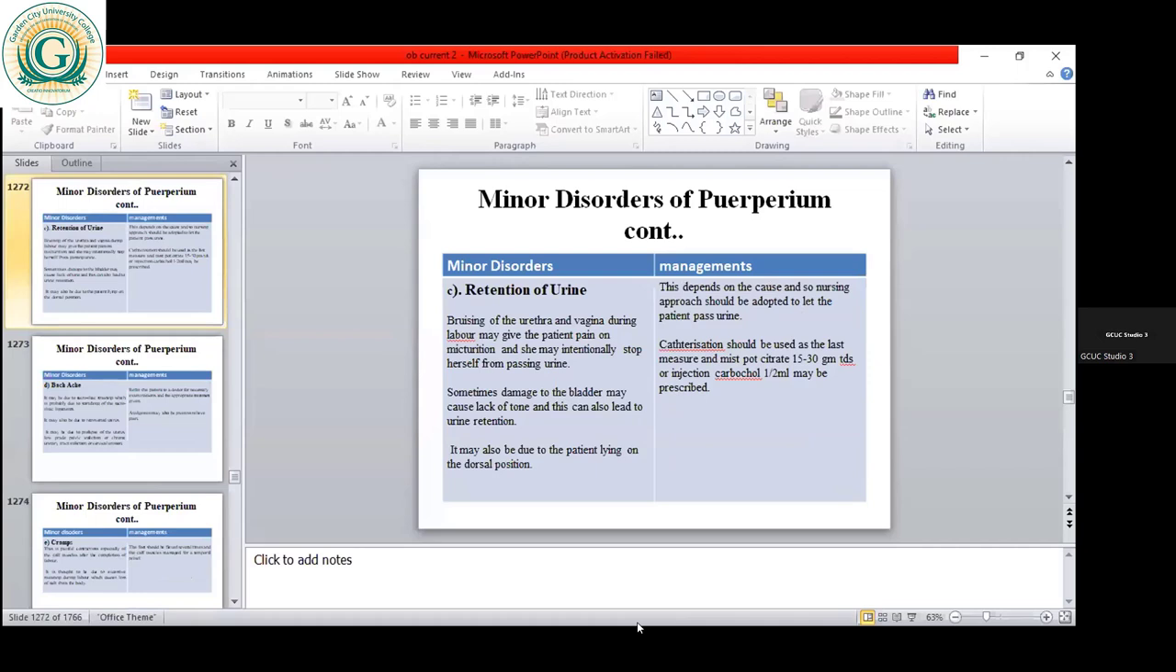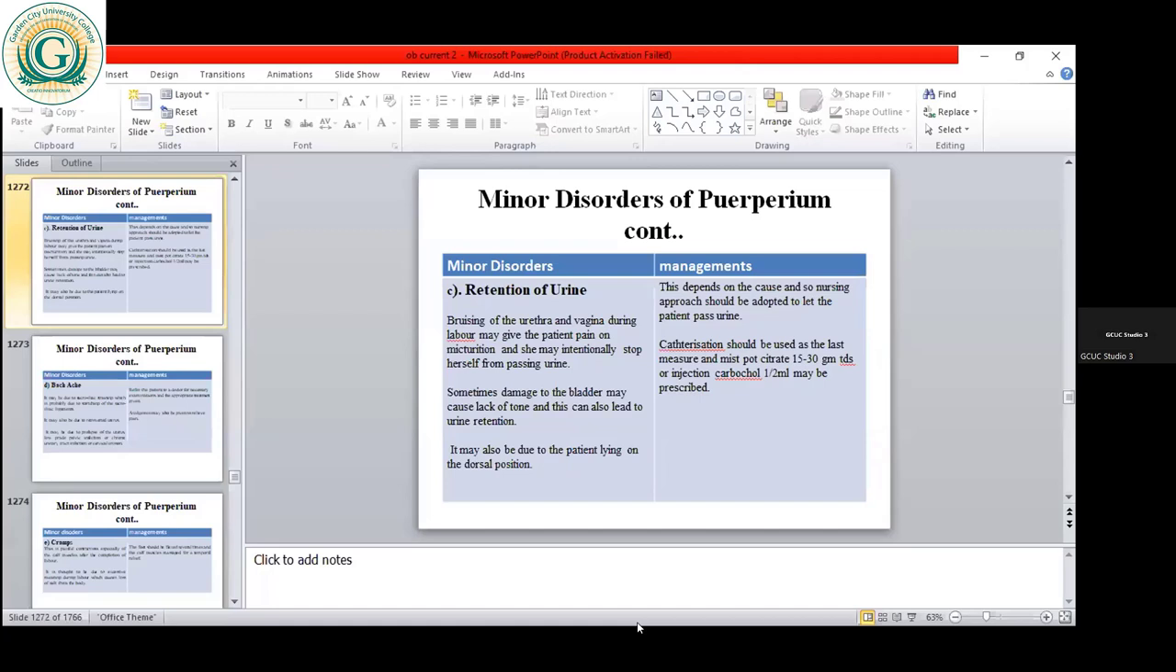Retention of urine because of pain, bruises in the urethra, and during labor gives the woman pain when she's urinating after delivery. So if after delivery a woman is complaining of pain during urination, it is very, very normal. Sometimes damage to the bladder may cause lack of tone, and this may also lead to urine retention.